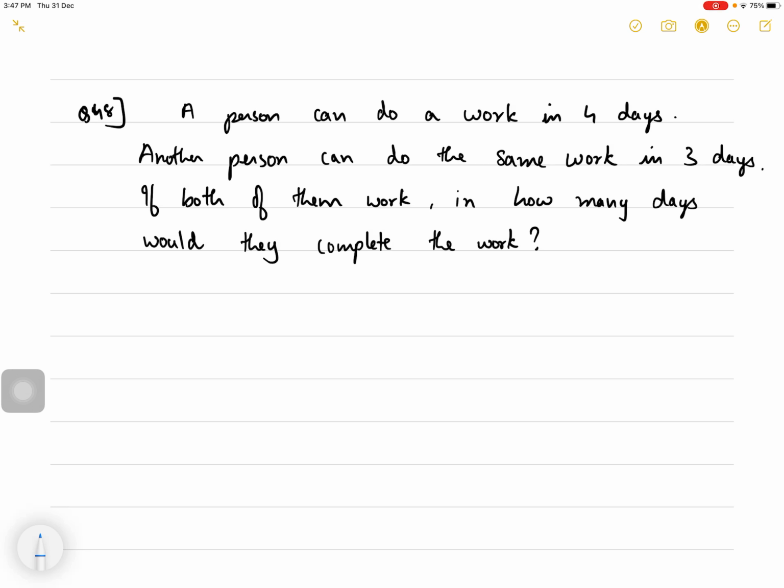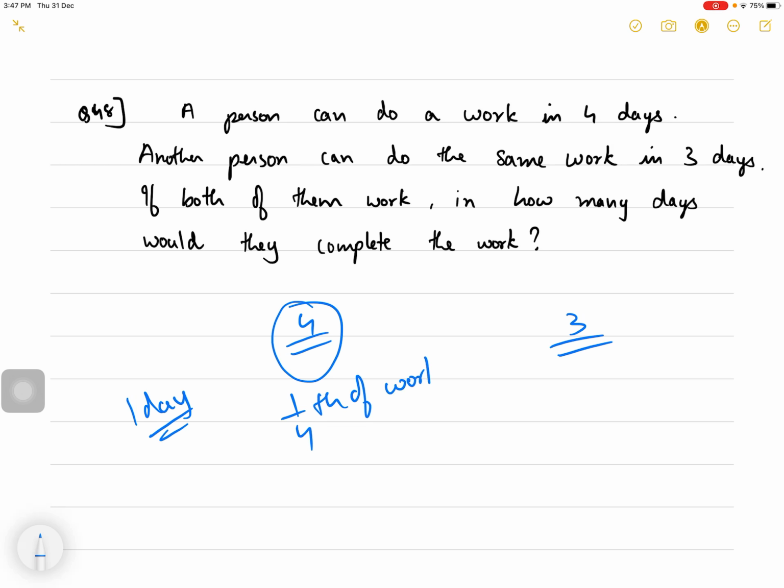So, one person can do the work in 4 days. Other person can do the work in 3 days. That means the first person, in 1 day, does 1/4 of the work. Second person completes in 3 days. That means in 1 day, this person does 1/3 of the work.